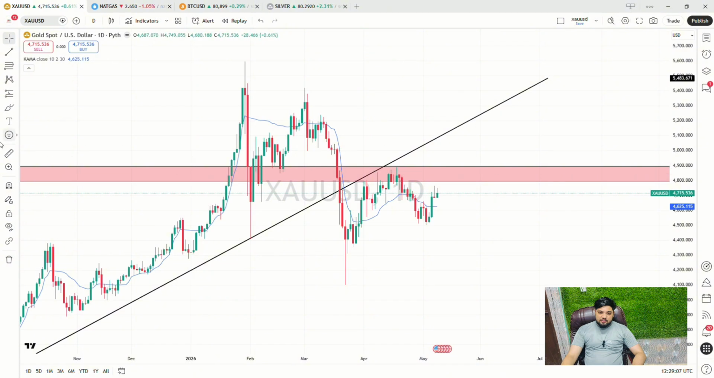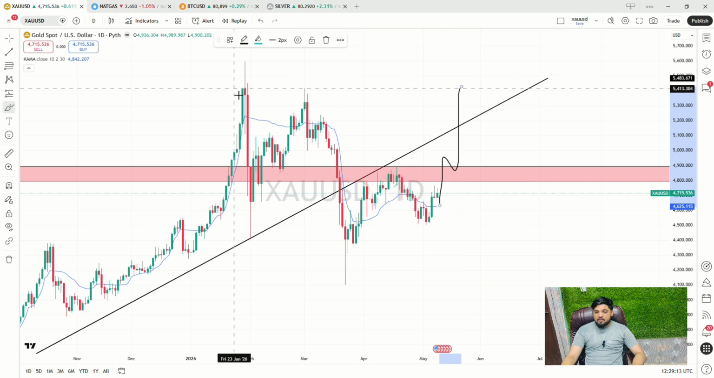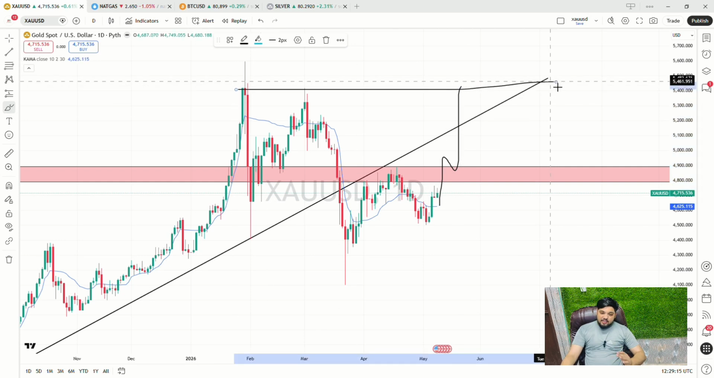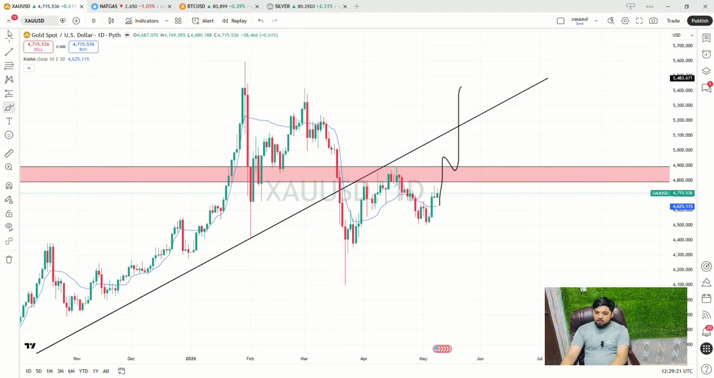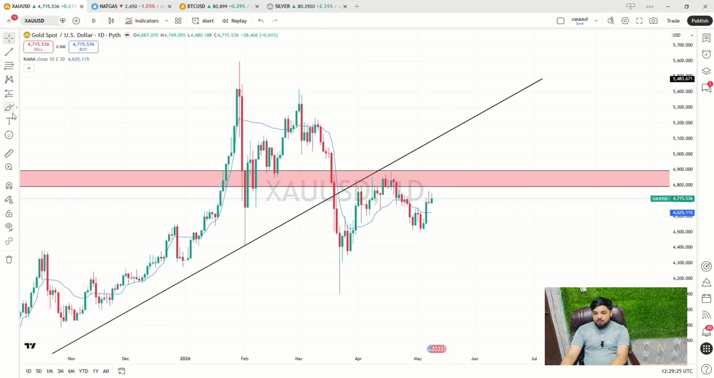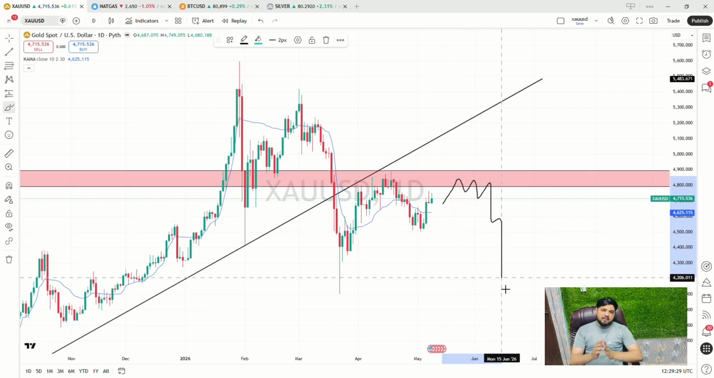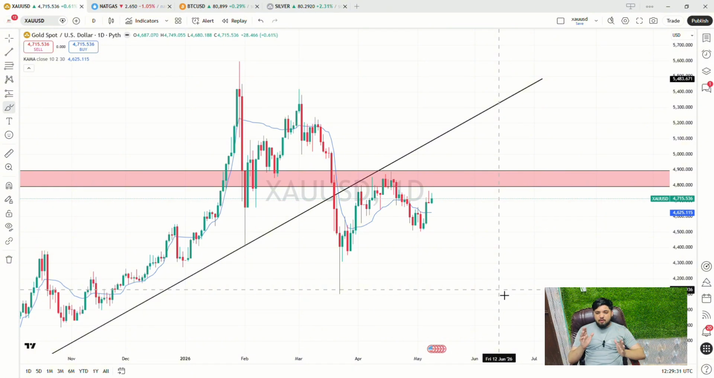For the buy session, gold has to break this red zone in the upside direction, and the first target will be the top of the all-time high, in which the market will make a triple top formation. And if the market remains below this red zone, we are again in the selling zone. This is the clear cut indication. Mark down this red zone.